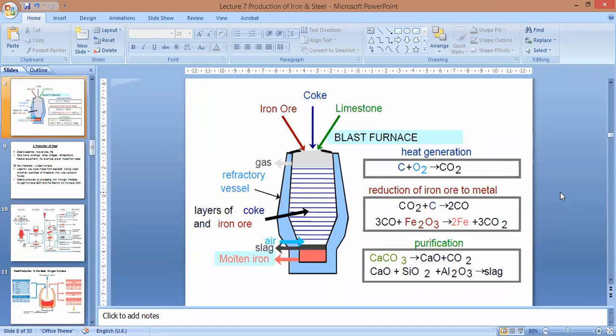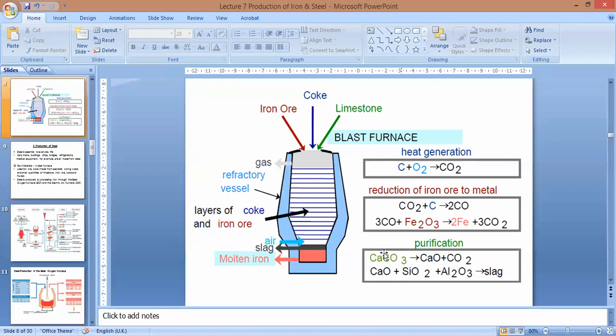So this is maybe another simpler way to look at it. You have your coke, iron ore, and limestone being fed into the blast furnace, into a refractory vessel, as it is known. Then you have your molten iron being achieved, your slag, and air coming through, your hot air being fed into the system to heat it up. Then you have the layers of coke and iron ore forming. So heat generation and reduction of iron ore to a metal is happening here.